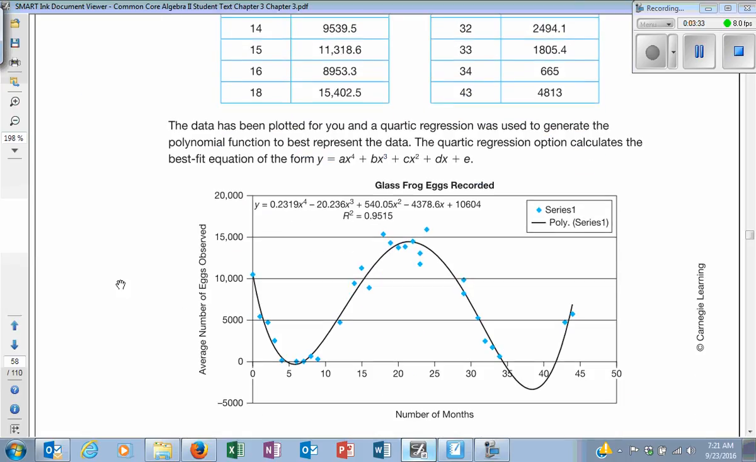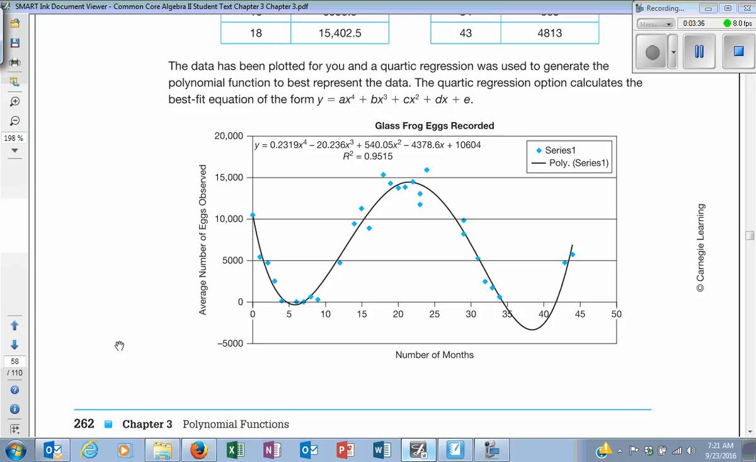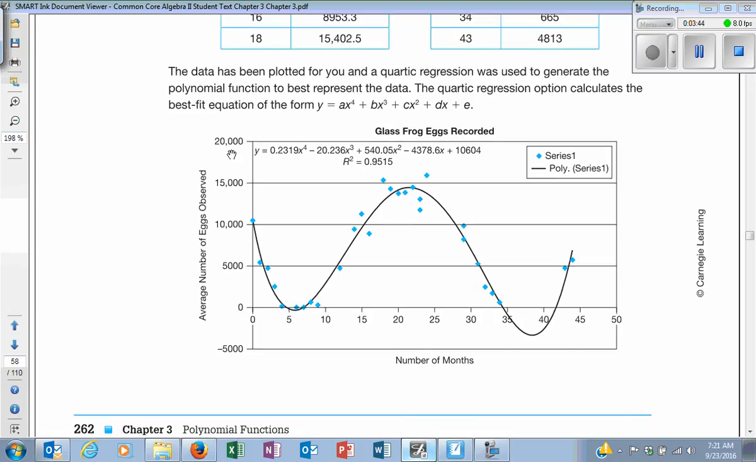This is the data plotted on a graph. Do you see where it says right here? It says y equals. That's the equation of this graph. Notice x is to the what power? X is to the 4th power. What kind of function would this be? We had quadratic, we had cubic, and we had quartic. Very good. It's a quartic function.